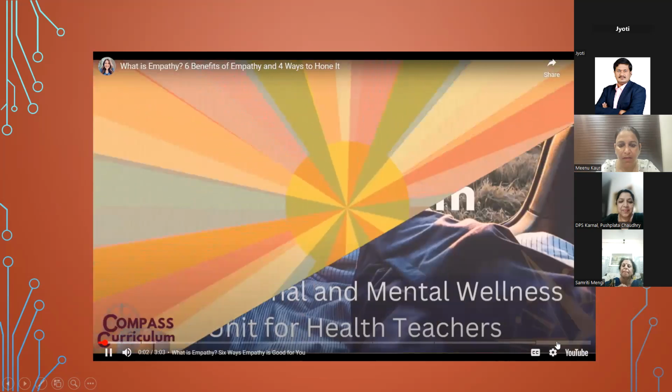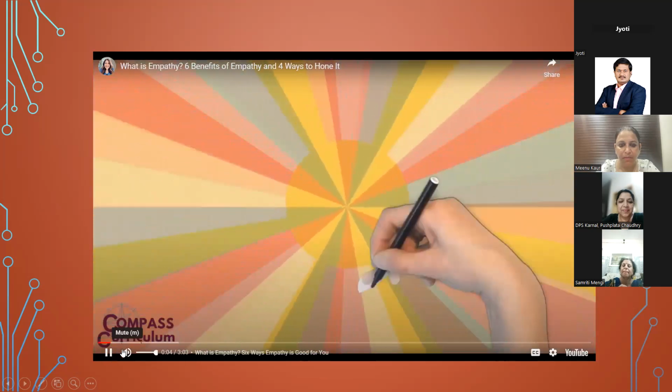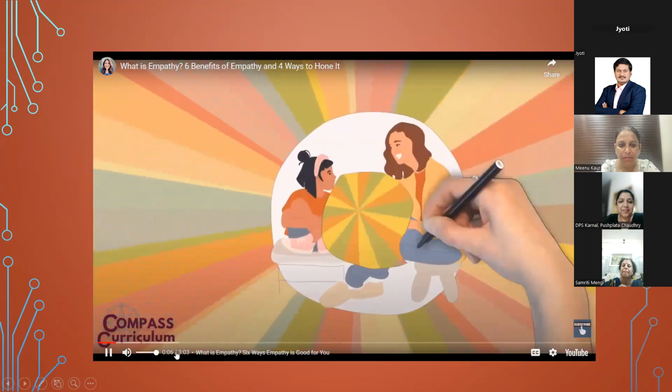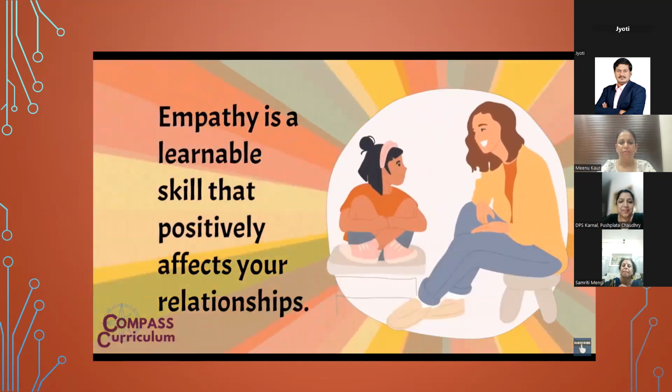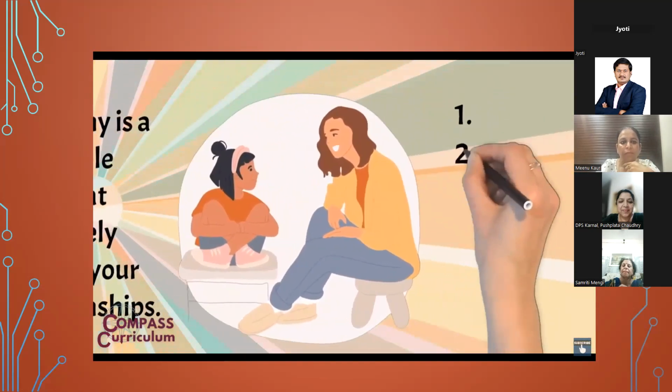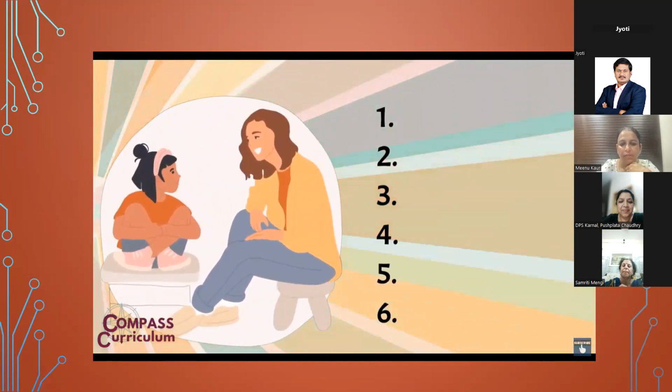Empathy is the ability to understand and experience the feelings of another. It's a learnable skill that positively affects your relationships. Here are 6 ways empathy plays an essential role in human interaction.